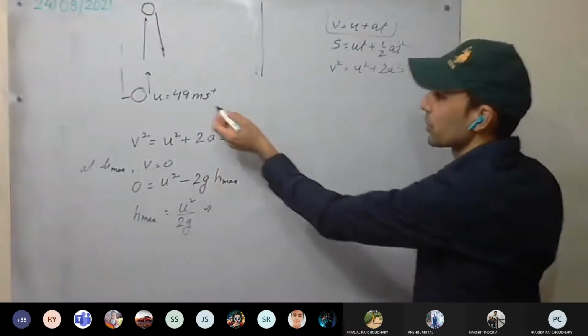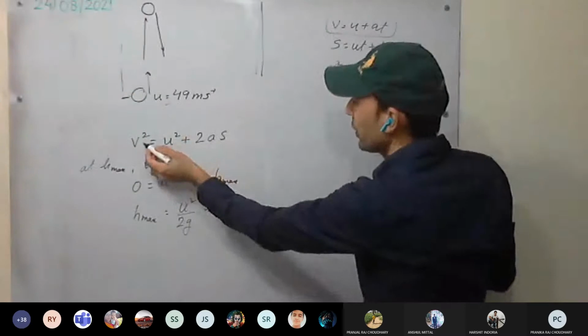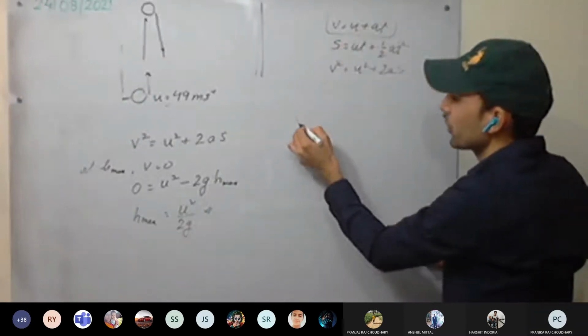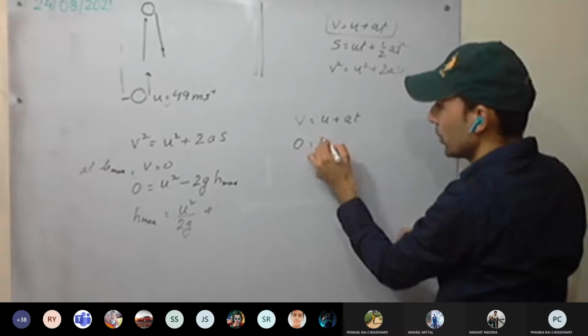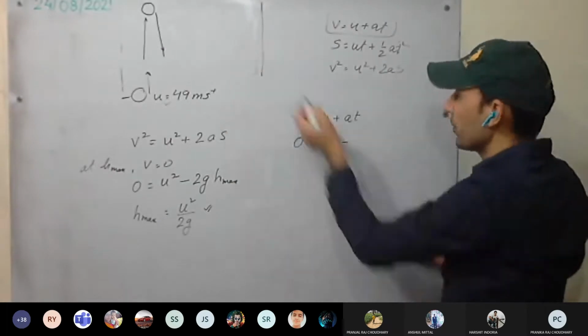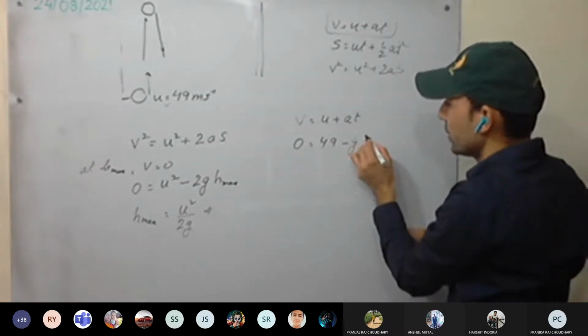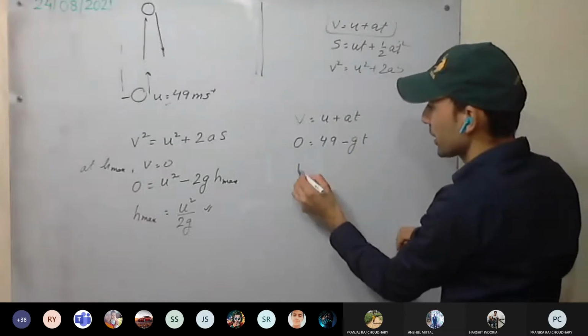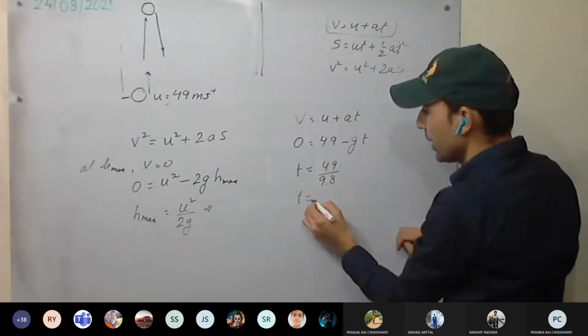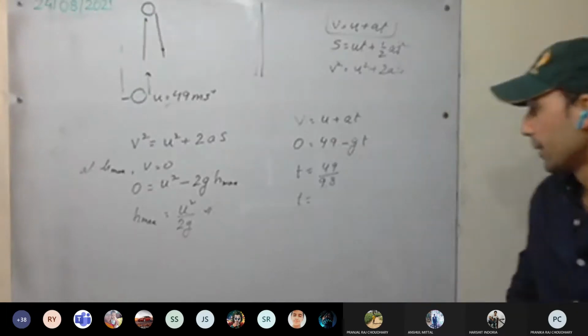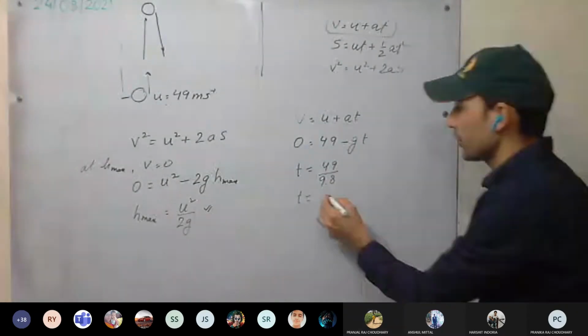So which formula can we use? u we have, v we have, and t we want. v equal to u plus at we can use. Okay, v is 0, u is 49, and it is moving upward, so minus gt. g is 9.8. t equal to 49 divided by 9.8. How much is it? 5 seconds.